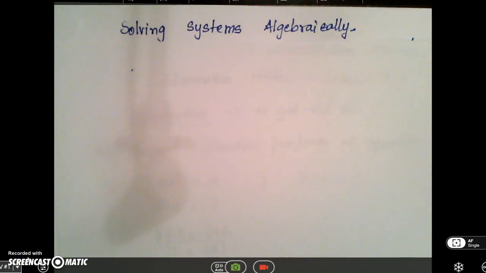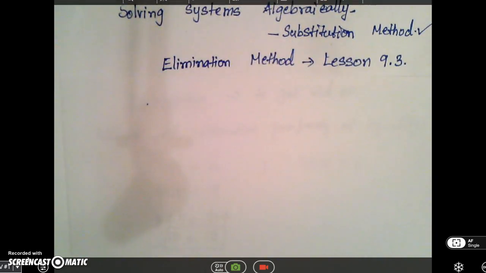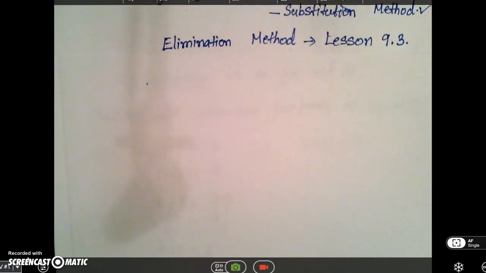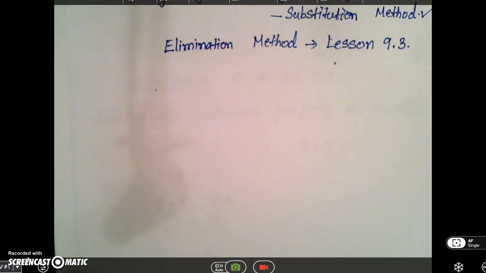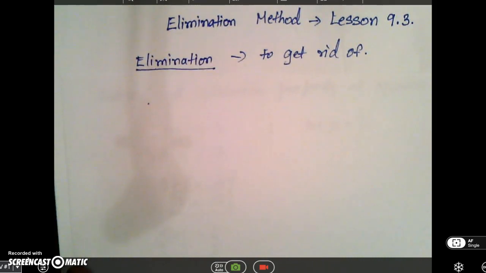Good evening. We are continuing to solve our systems algebraically. We already saw the substitution method. This was lesson 9.2. We are getting into the elimination method, which is lesson 9.3. There are a lot of methods that we're going to learn. One of them is the elimination method. In the elimination method, we have a lot of variety of things that we're going to learn.